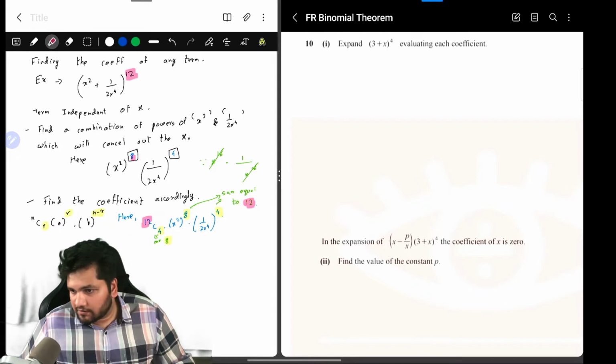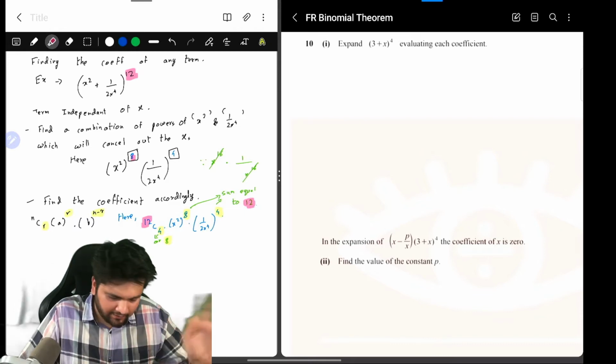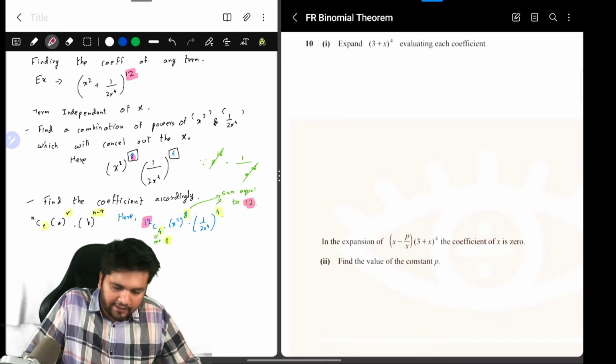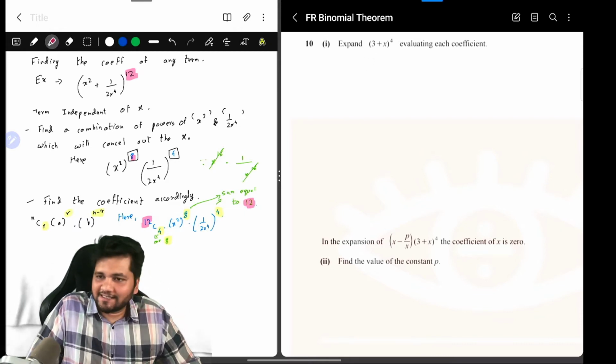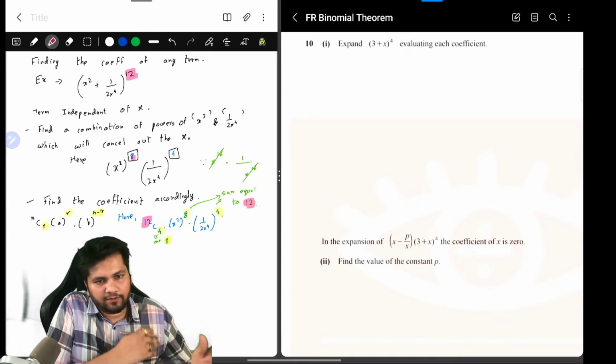Yes, and one sec. It's fine. That will take some time, maybe a couple of days more. Anyways, so as you can see, it's 3 plus x to the power of 4. If you're comfortable, you can start solving it.